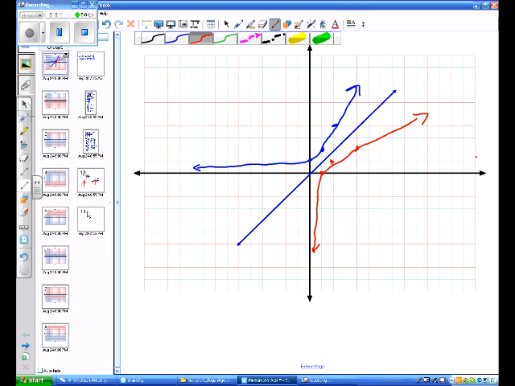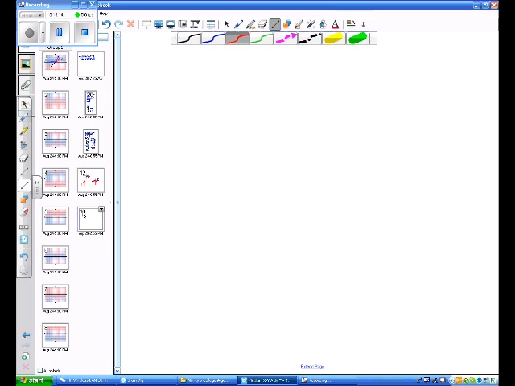Okay, we want to look at one last section where we're going to go through and find the equation for the inverse like we've done. And then we're going to graph both the function and the inverse in the same coordinate system. And then we're going to look at what we have as the domain and the range. So let's go through and do one of those.